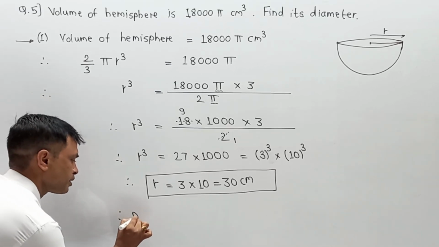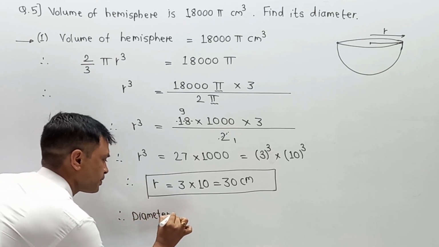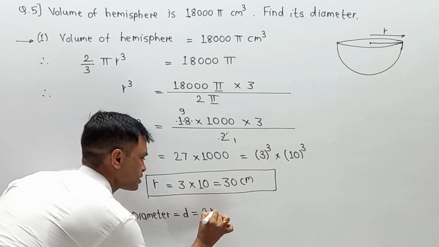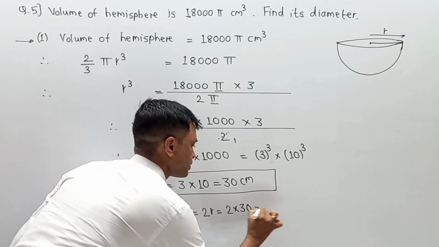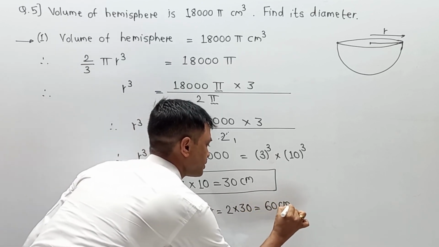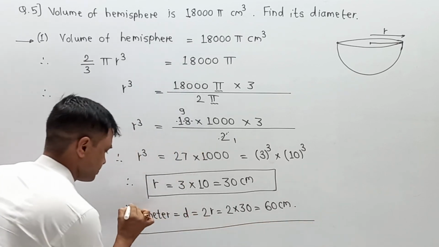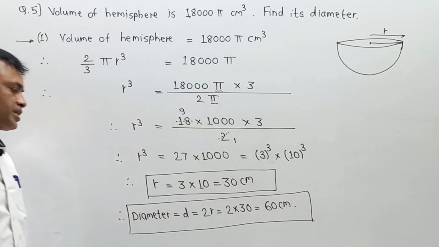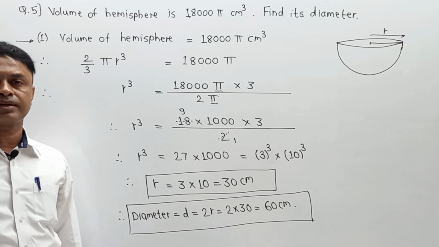Therefore, diameter, that is d, equal to 2 times the radius, means 2 into 30, and that becomes 60 centimeter. And this is nothing but our required answer. So the diameter of this hemisphere is 2 into 30, that is 60 centimeter.